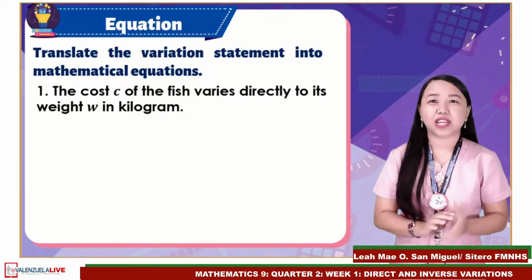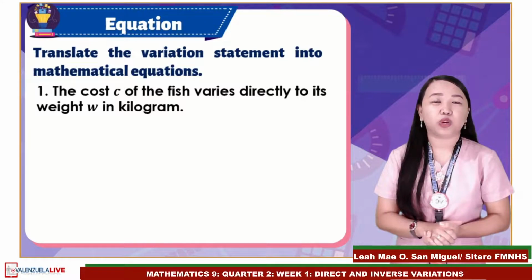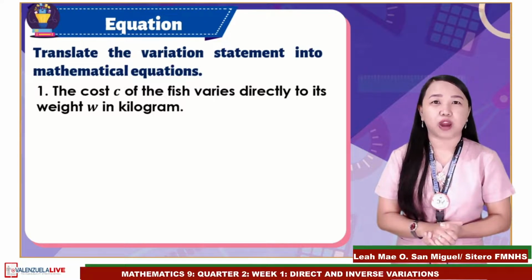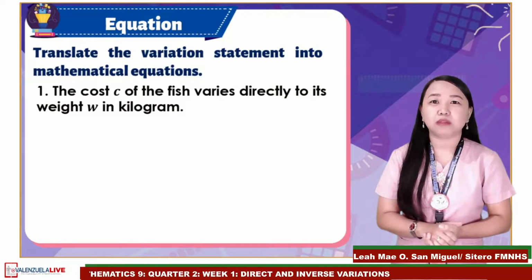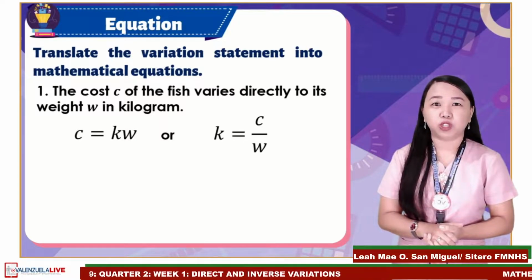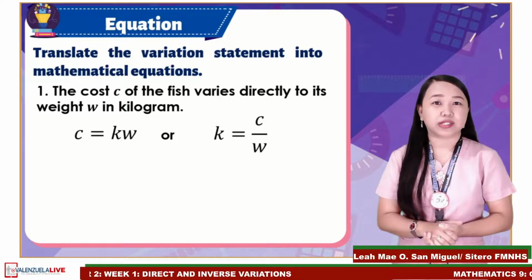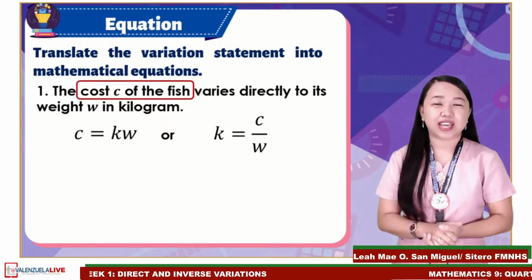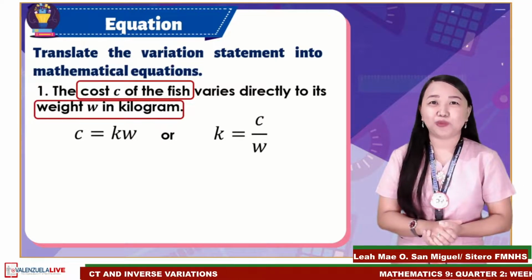Number 1, the cost C of the fish varies directly to its weight W in kilogram. This statement can be translated into mathematical equation as C is equal to KW or K is equal to C over W, where C is the cost of the fish, K is the constant of variation, and W is the weight in kilogram.